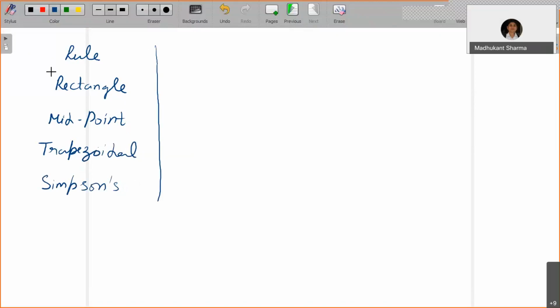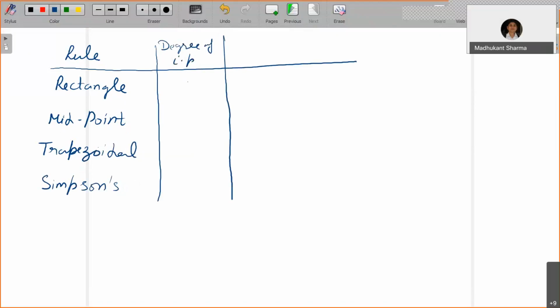Now, what is the degree of interpolating polynomial we have used in each case? In the rectangle rule, we have taken a constant polynomial, which means degree 0. In the midpoint rule, we have interpolated a constant polynomial, and in trapezoidal we have taken the linear polynomial. In Simpson's we have fitted the function by a quadratic curve, so an interpolating polynomial of degree 2. And what we have got is the exactness of these.